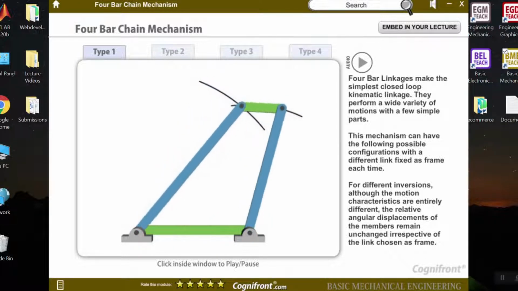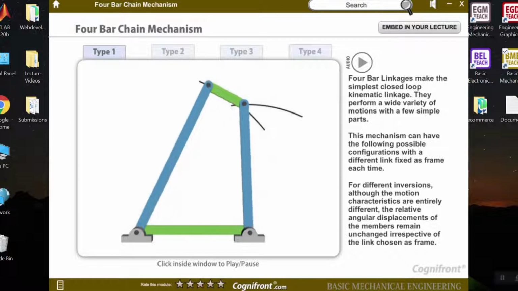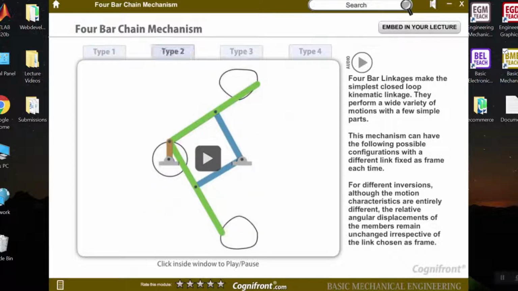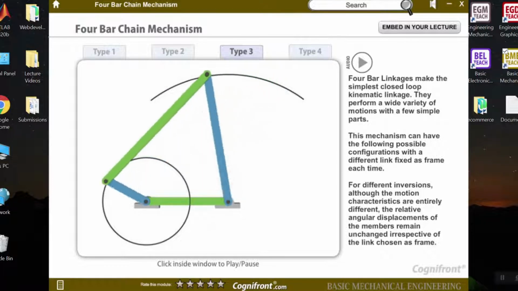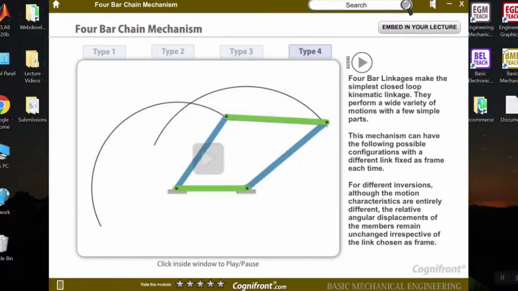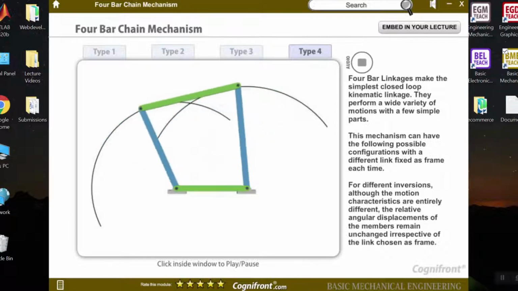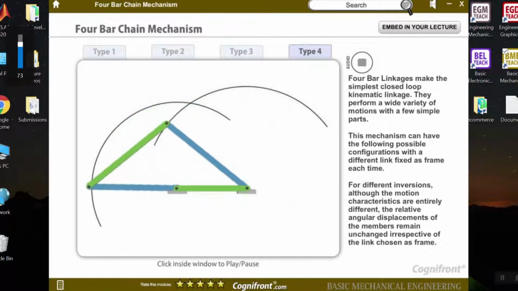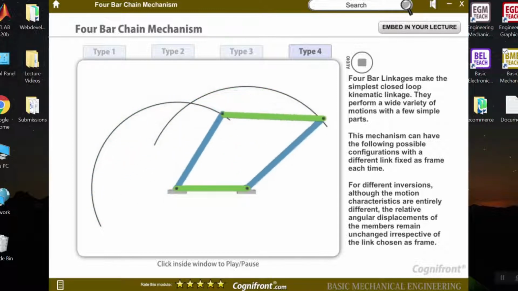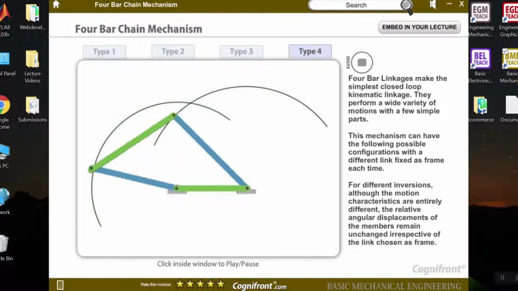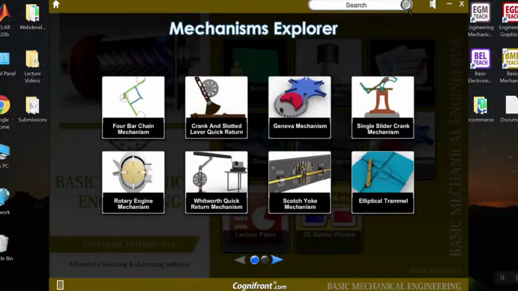So here it is a video of a type 1 linkage, similarly type 2 linkage, type 3 linkage and type 4 linkage. There is also an audio given. 4-bar linkages make the simplest closed-loop kinematic linkage.